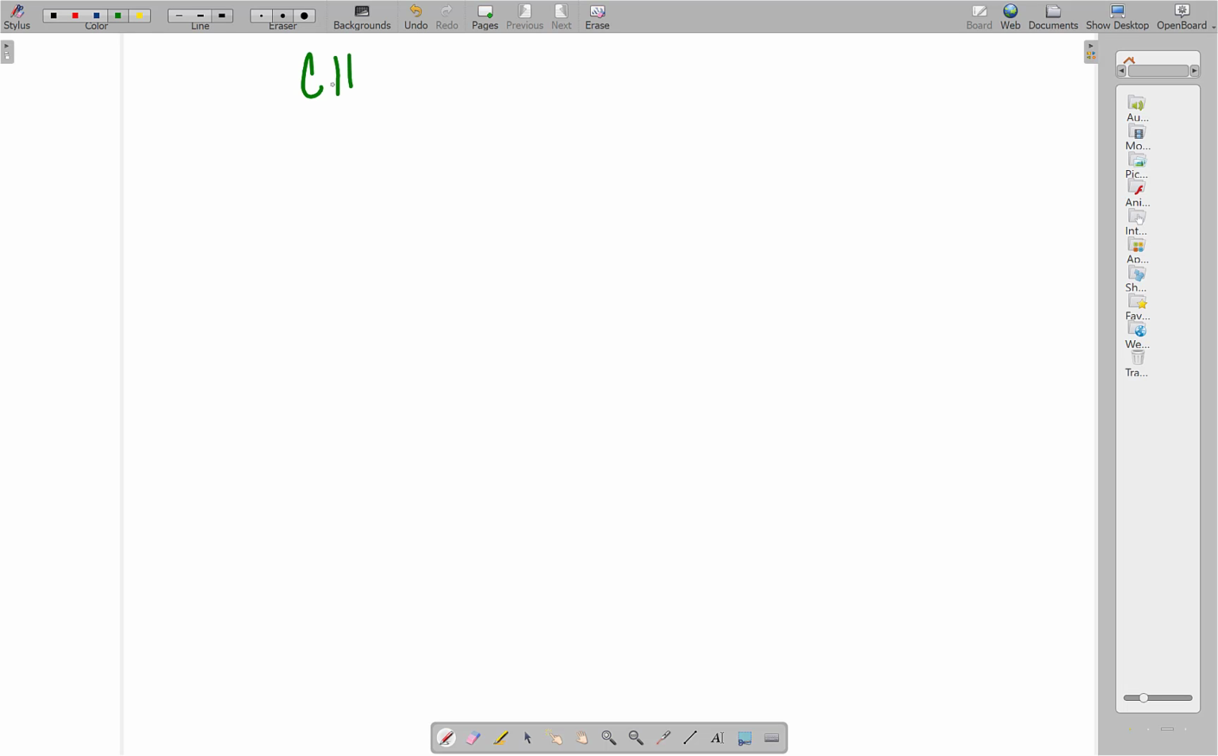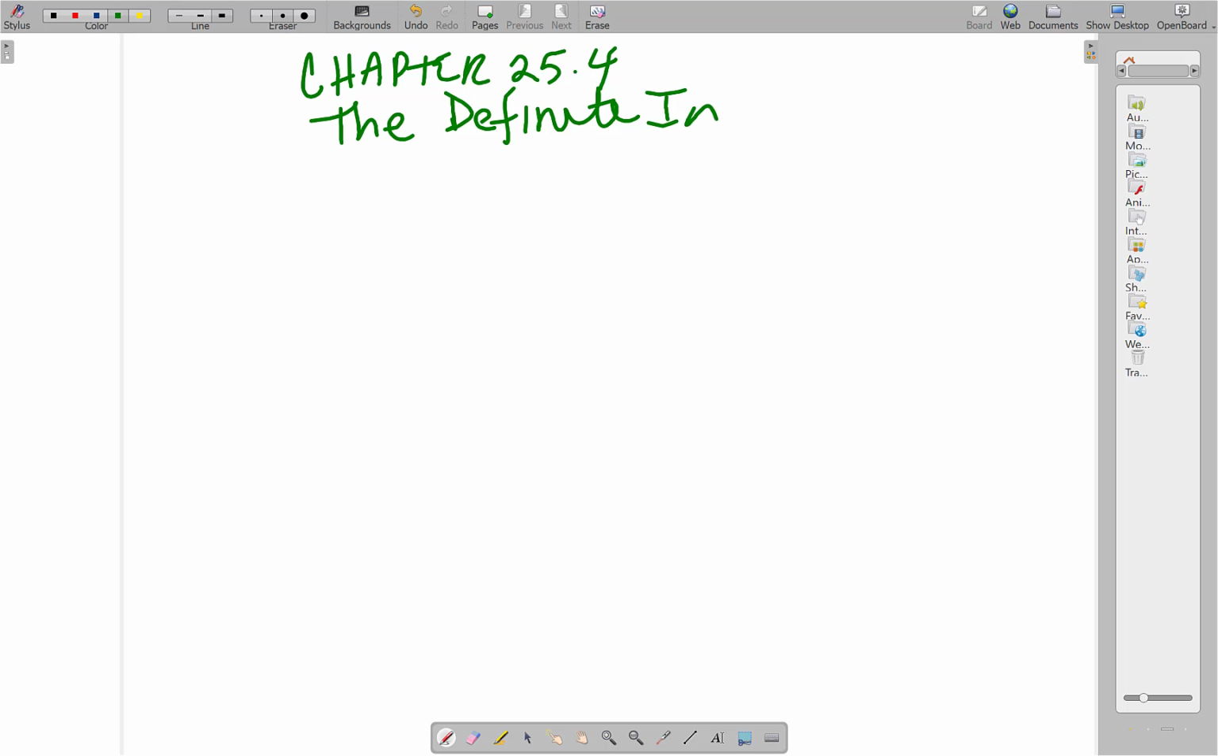Chapter 25.4 The Definite Integral. This is in your textbook on page 757.